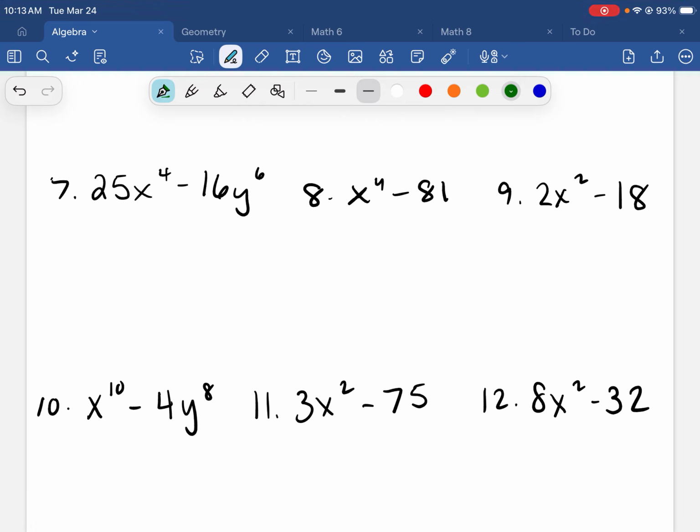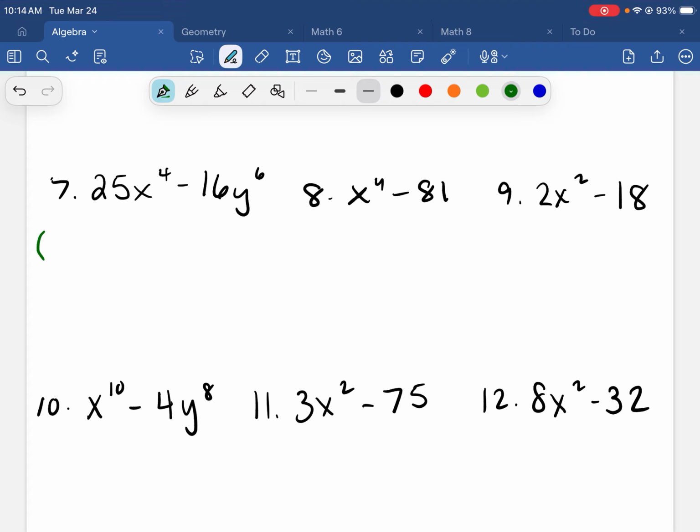So for this next one, I actually want to change this. So 25x to the 4th minus 16y squared to the 6th power. Actually, I'm not going to change it, but what I want to have, if I had 25x to the 4th plus 16y squared, then I would want to look for a greatest common factor because the difference of two perfect squares wouldn't work here because it's addition. But if I have subtraction, which I do, I can factor like we've been doing.